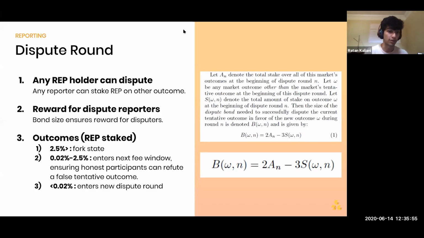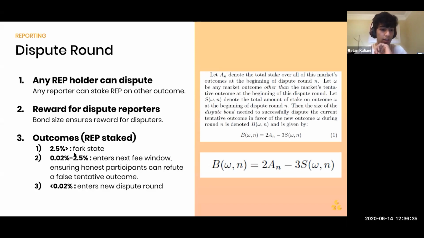Say that only 0.02% to 2.5% of the reputation was staked within the dispute round. Then we see it enter the next dispute fee window, which is the next week, and the dispute round would be repeated, and honest participants are given time to refute a false tentative outcome. So they're able to post the bond. Say someone with a 1% stake on the platform is disputing the round, even though they know the outcome is correct. This gives time for the honest participants to dispute the dispute on the correct outcome, and ensure that the market resolves to the true outcome, which is the real world outcome of the event.